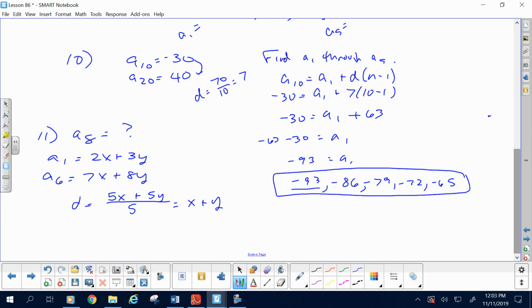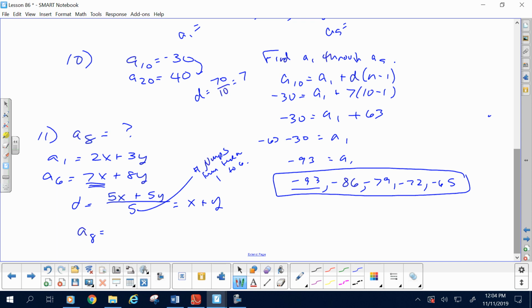So should we go all the way back to the first term, or should we just build up from the sixth term? Which one's closer to the eighth term? 6, okay? So here's where the x's were in the sixth term. This is the difference in term number from term 1 to term 6. Okay? So 8x's are at the eighth term.